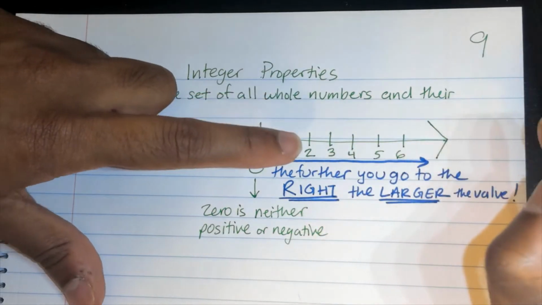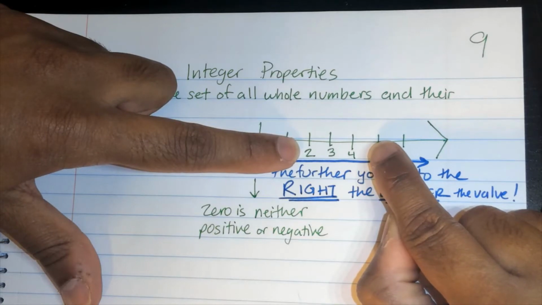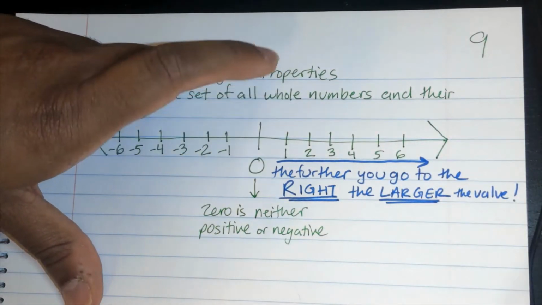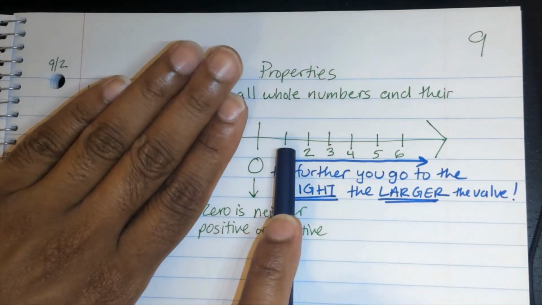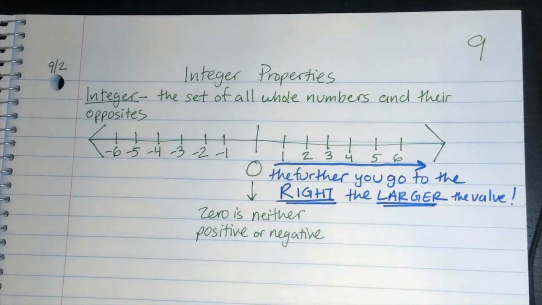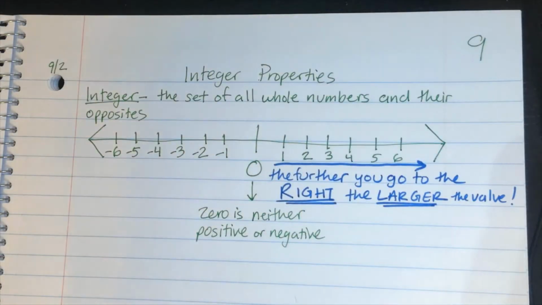Andrea, let's say we did 2 and 5. What's the bigger number? 5. Well, let's say I did 1 and 6. What's the biggest number? 6. And notice, I know that because it's the one that's furthest to the right side. So that's something we want to memorize, guys. Whatever number is furthest on the right on a number line is the bigger value. Thanks, Andrea. I appreciate it.